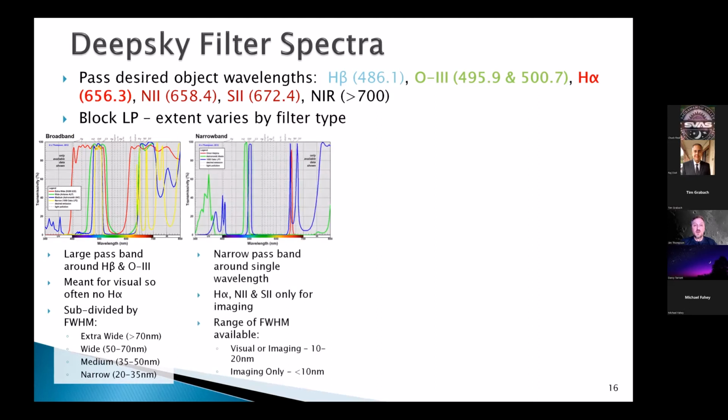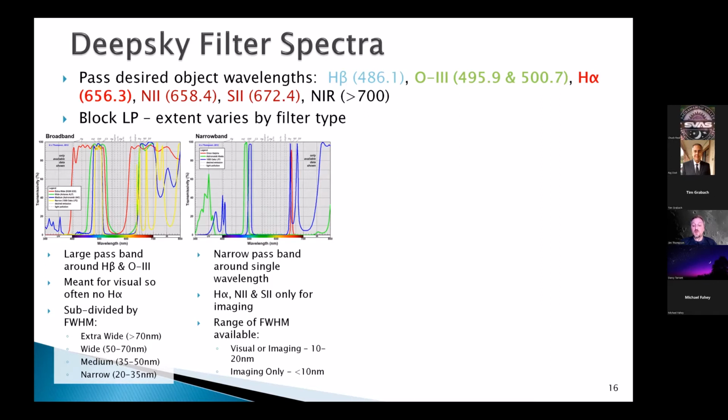The next major category is narrowband. These filters have a single narrow passband around one of the nebula emission bands of interest. Hydrogen alpha, nitrogen 2, and sulfur 2 filters are only for imaging, as our eyes cannot see these wavelengths when dark adapted. Narrowband filters in the 10 to 20 nanometer wide range are typical for visual applications, and less than 10 nanometers wide are meant for imaging.